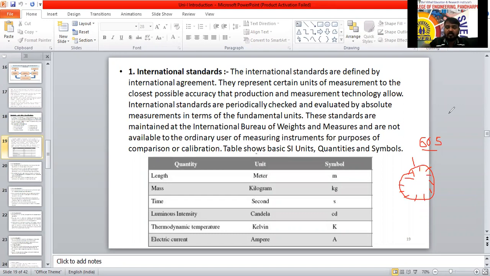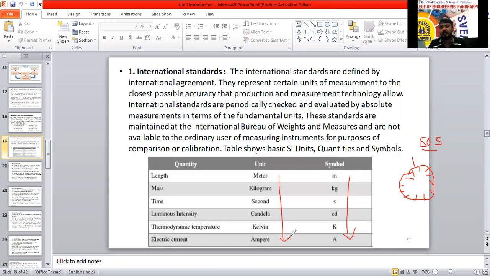For that reason, everyone sets the time for the rotation of the second cycle, everywhere. So for comparison or calibration, these are not available to the ordinary person. This is the table, which shows some quantities we are going to discuss here.